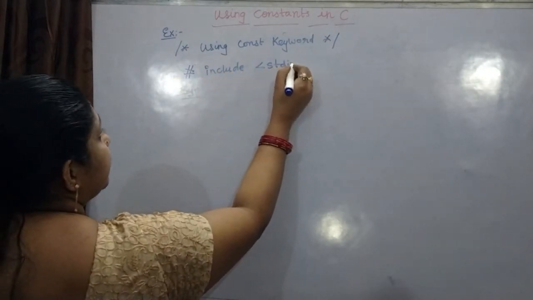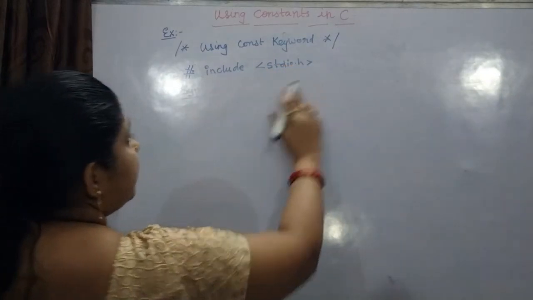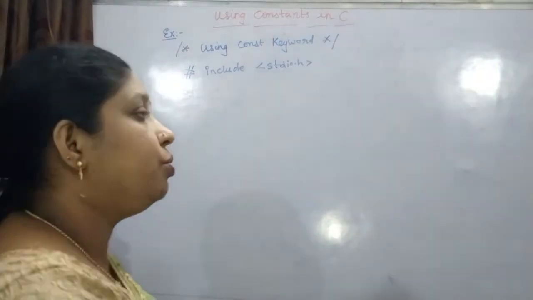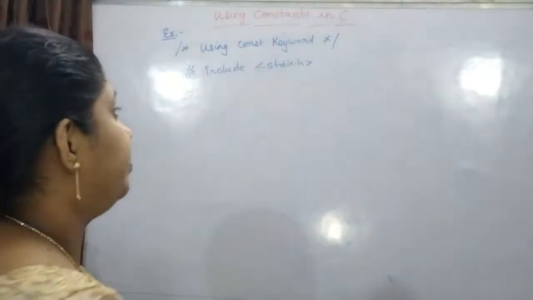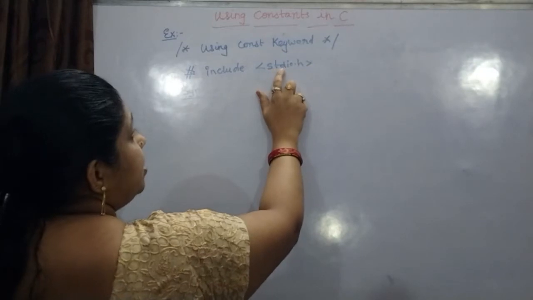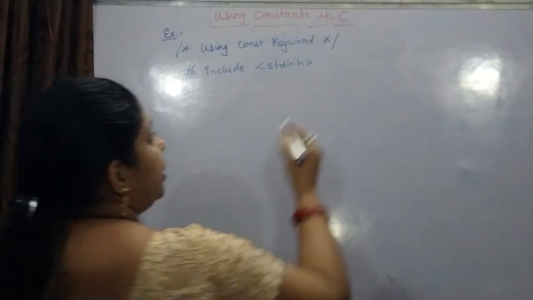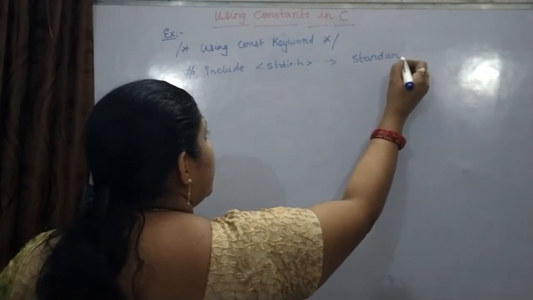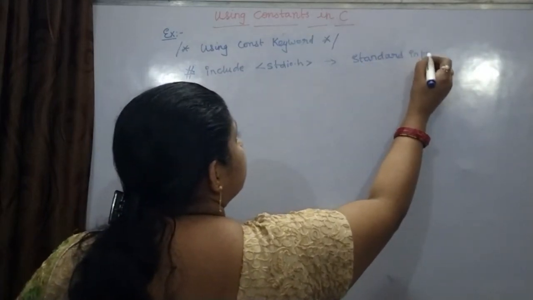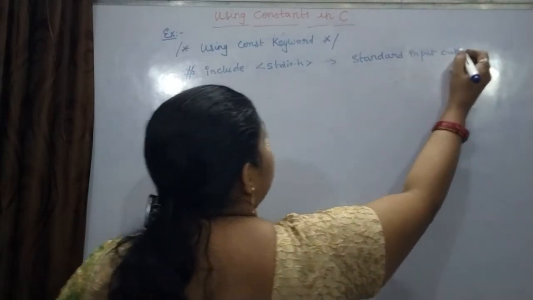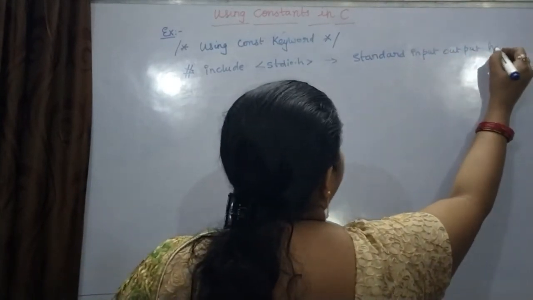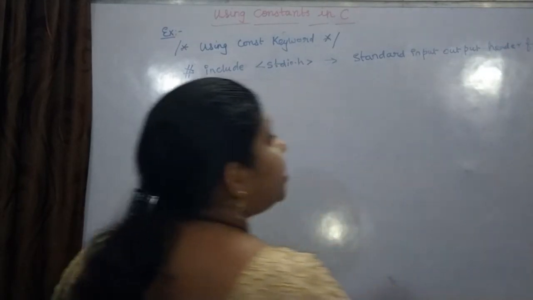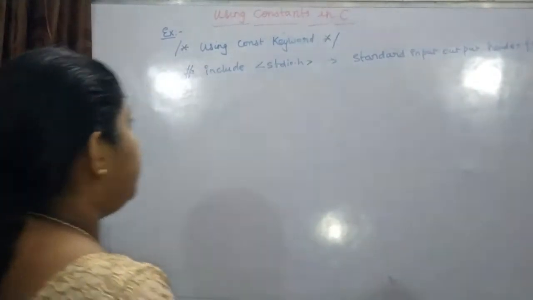stdio.h. You know we have already discussed this. It is the library file, the header file, which you have to compulsorily add to the program. So stdio means standard input output header file, and these are also called preprocessor files or library files.